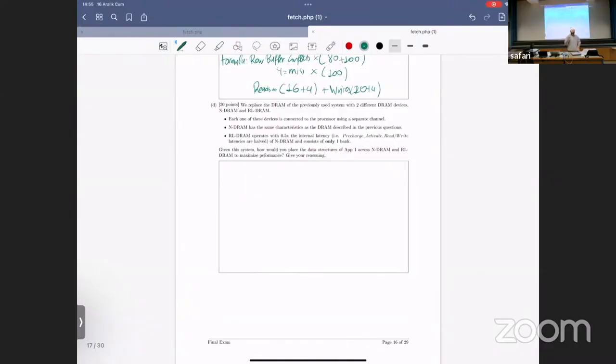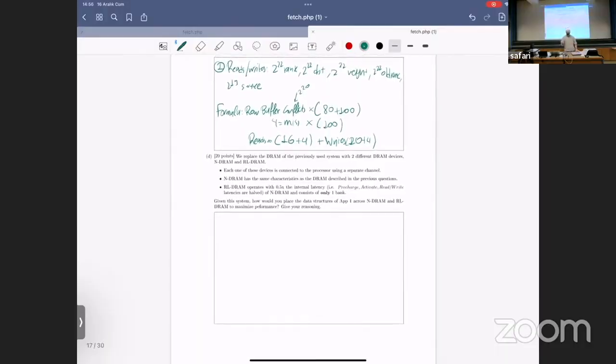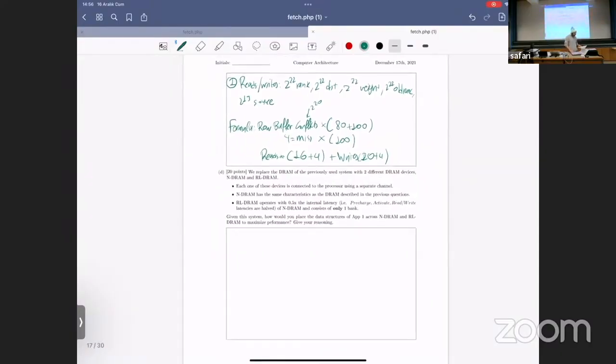Does anyone have any questions? So have this in mind. It's usually this sort of question, like you need to calculate the row buffer conflicts, row buffer misses, latency for the reads, latency for the writes, and come up with the total latency. So for the last question, it's a qualitative question.